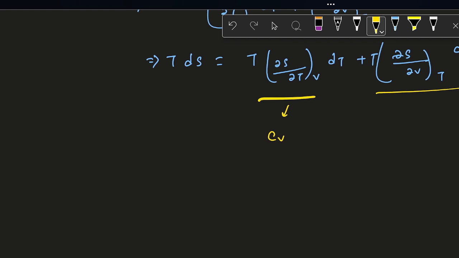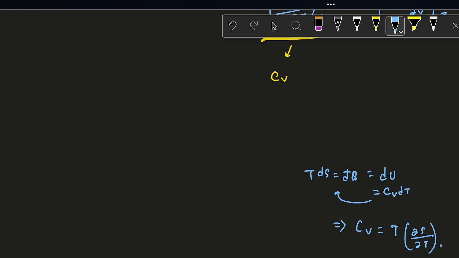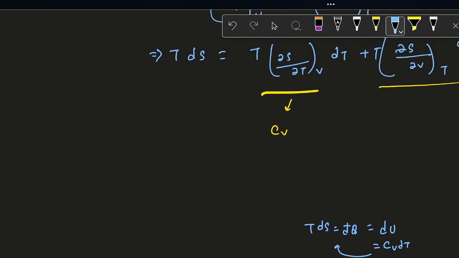So by that expression, where was I? Yeah, so here TdS, that was our dQ, equals now only dU, which is our Cv dT. If that is the case, then compare these two parts. So you have Cv equal to T del S del T. And in this whole process, your volume is constant, so you take a constant volume. Once you get that form, you just substitute it here.